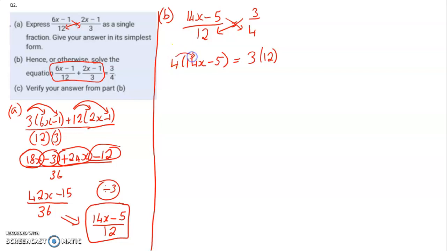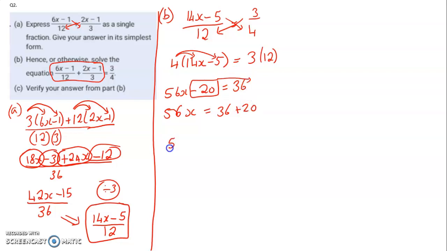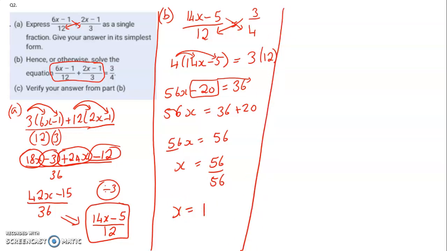Now multiply out the bracket. 4 by 14 is 56, so 56x. 4 by minus 5 is minus 20. 3 by 12 is 36. Solve for x, so 56x equals 36. Bring my minus 20 over to the other side, becomes plus 20. 56x equals 36 plus 20 is 56. To get x by itself, we always divide by the number in front of the x, so divide by 56. 56 divided by 56 is 1. So x equals 1. And now for part C, verify your answer from part B.